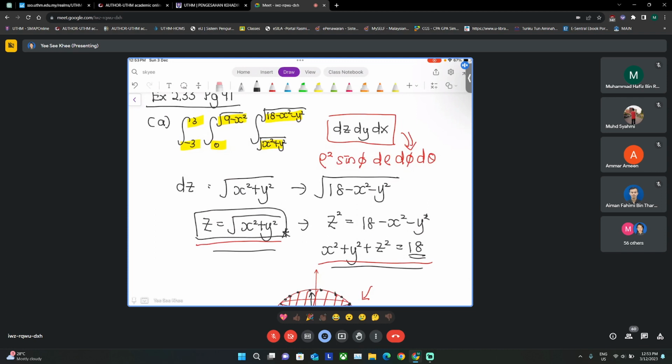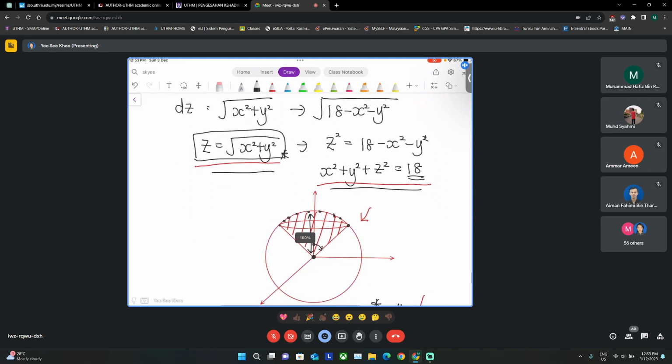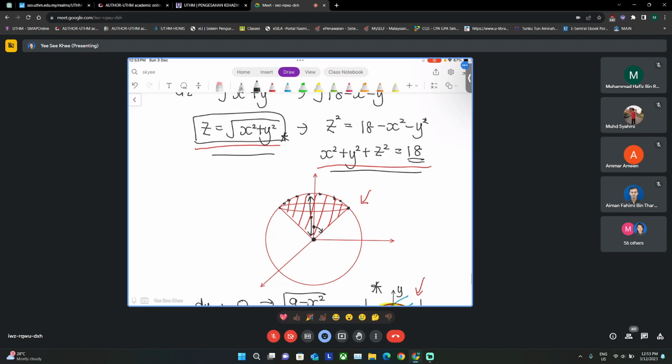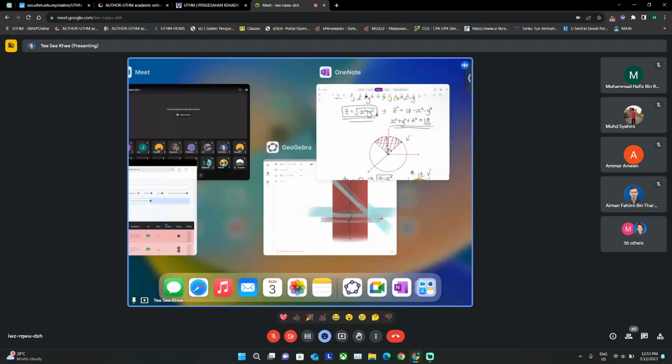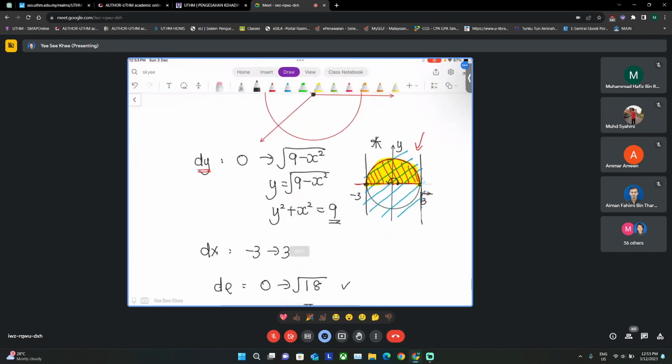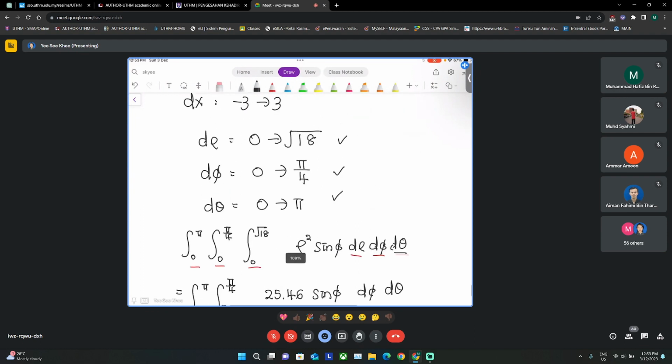And then the next one is about conversions, from xyz converting into rho, phi, d theta. How to convert? You have to draw the structures based on the dz, dy, and dx. Draw the structures, identify what are your interested region, and then you define your rho, your phi, and d theta.